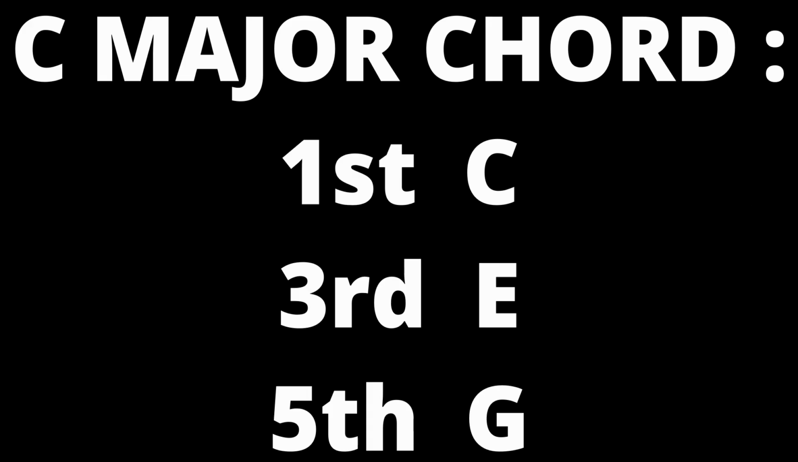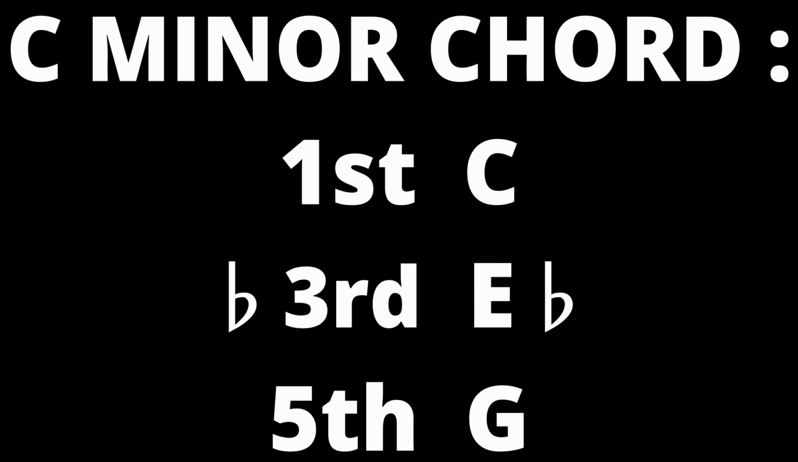Let's clarify how to build fifth chords with an example. The C major scale has the following notes: C, D, E, F, G, A, and B. To create a C major chord, we take the first, third, and fifth, which gives us C, E, and G. If we drop the third by a semitone, we create a C minor chord with the notes C, E flat, and G. If we take away the third note, we are left with the first and fifth, giving us a C fifth chord with the notes C and G.